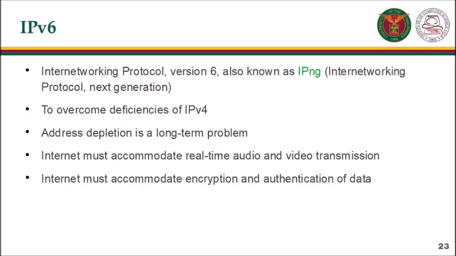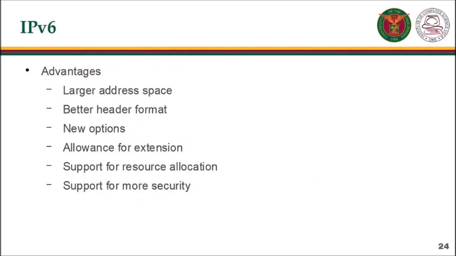Internetworking Protocol version 6, also known as IPng or Internetworking Protocol Next Generation, was developed to overcome deficiencies of IPv4. Address depletion is a long-term problem. Also, the Internet must accommodate real-time audio and video transmission. The Internet must also accommodate encryption and authentication of data. Here are the advantages of IPv6 over IPv4: larger address space, better header format, new options, allowance for extension, support for resource allocation, and support for more security.